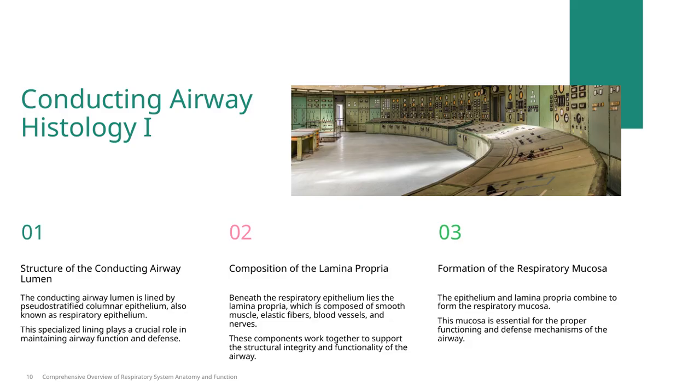Now, when we look at the formation of the respiratory mucosa, we see that it results from the combination of the epithelium and the underlying lamina propria. This mucosa forms a critical barrier and functional layer that helps in clearing particles, trapping pathogens, and supporting overall respiratory health. It's a key component in ensuring that our airways remain open, protected, and capable of efficient gas exchange.